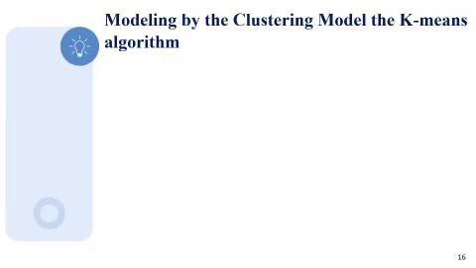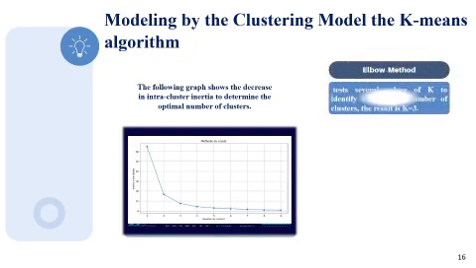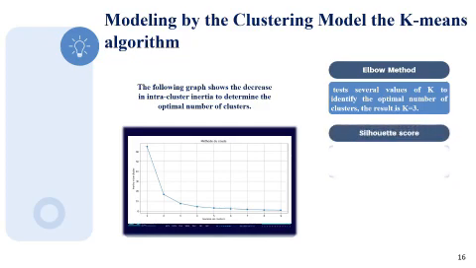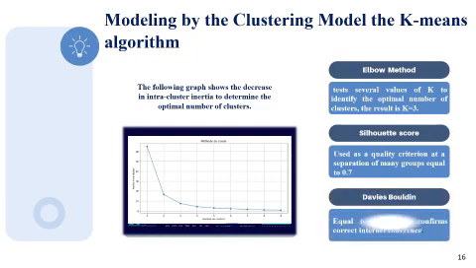And finally, modeling with the clustering model, the K-means algorithm. The following graph shows the curve of intra-cluster inertia to determine the optimal number of clusters. We use the elbow method to test several values of K to identify the optimal number of clusters. K=3. The silhouette score, used as a quality criterion for separation, is equal to 0.7. The Davies-Bouldin index is equal to 1.3, which confirms correct internal coherence.